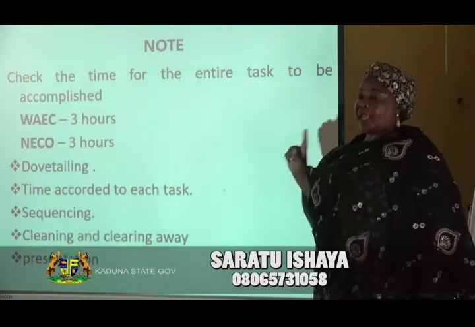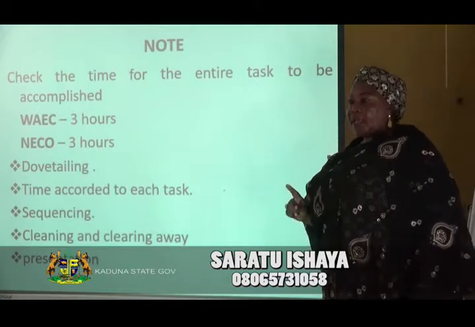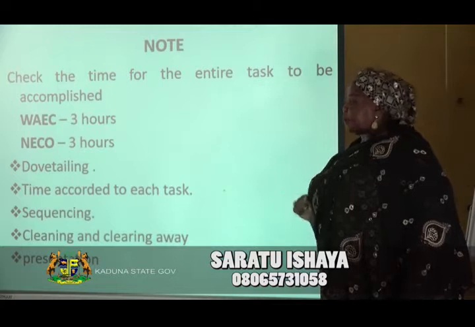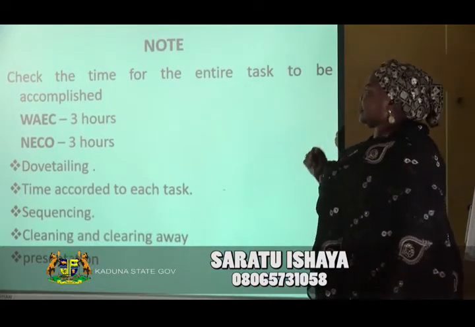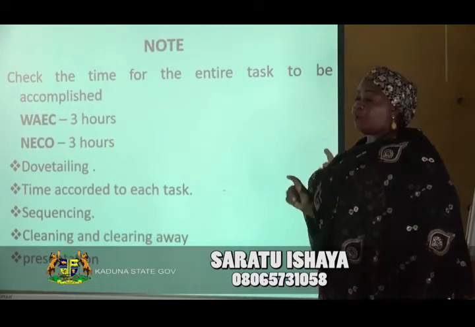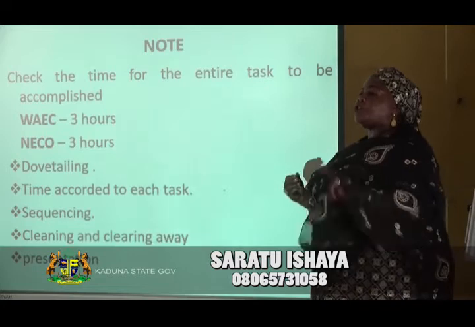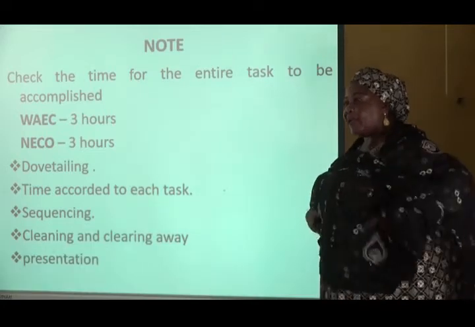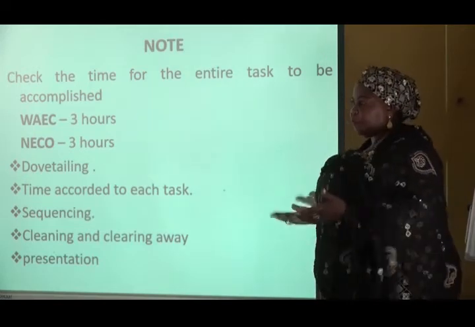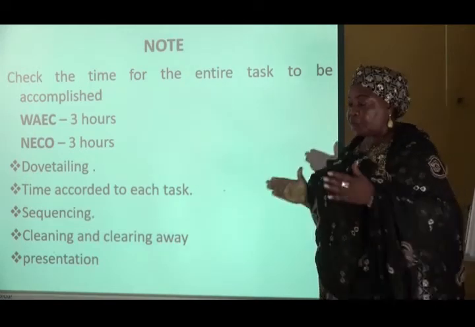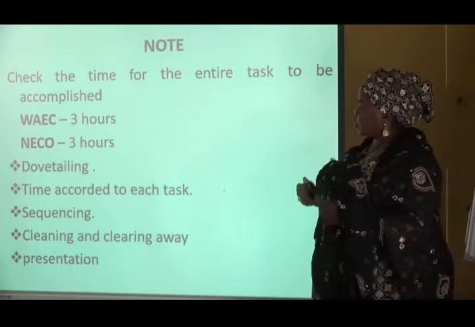Note, before we get to the last part, these are some of the things I want you to take note of as you do your test interpretation. One, check the time the entire task will take you to accomplish. WAEC gives you 3 hours, the same thing as NECO. So assuming I'm going to write my time plan, I'm going to use 3 hours. I'll start from 9 to 12. That is 3 hours.